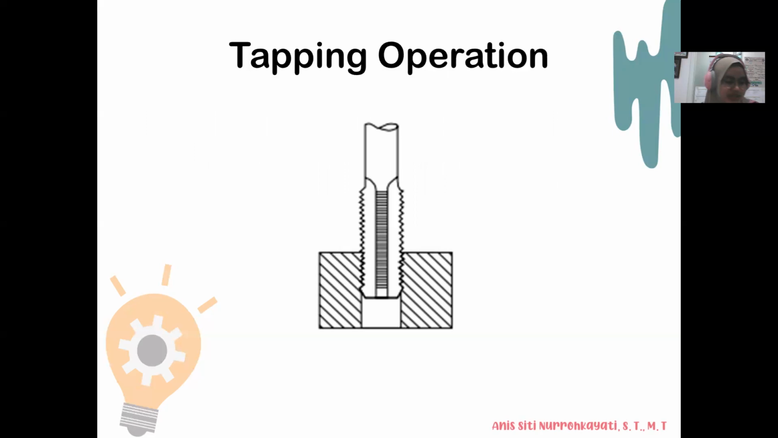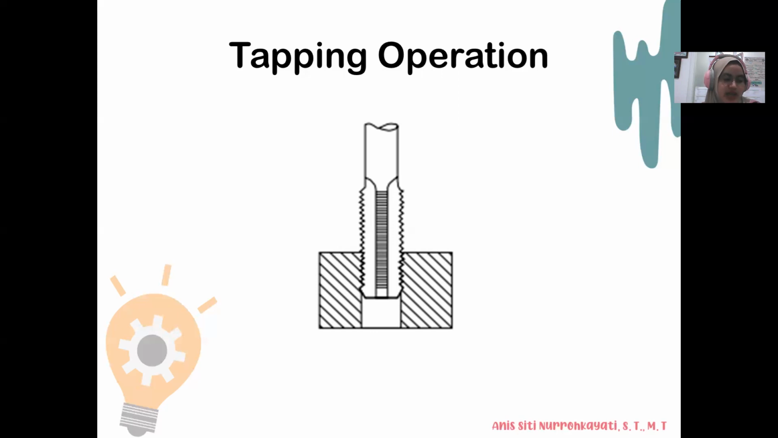Next is tapping operation. It is the operation of cutting internal threads by using a tool called a tap. A tap is similar to a bolt with accurate threads cut on it. To perform the tapping operation, a tap is screwed into the hole by hand or by machine. So we can tap with a machine or manually by hand. The tap removes metal and cuts internal thread, which will fit into external thread of the same size.